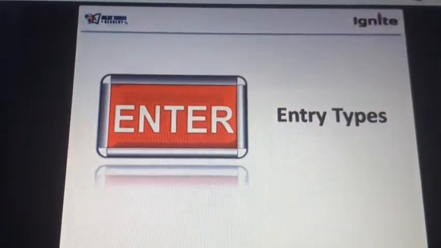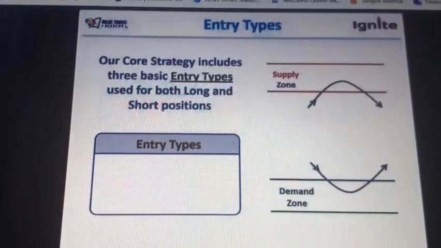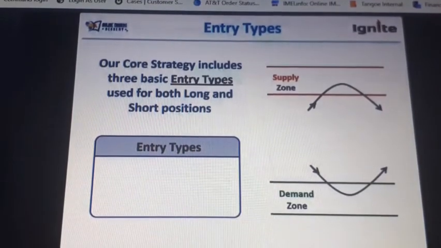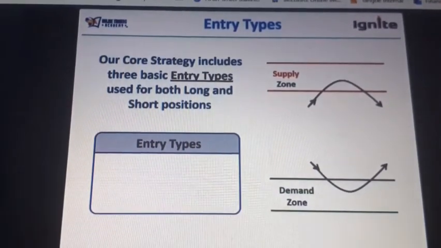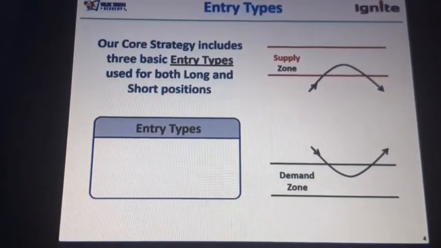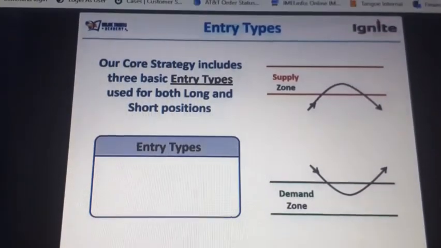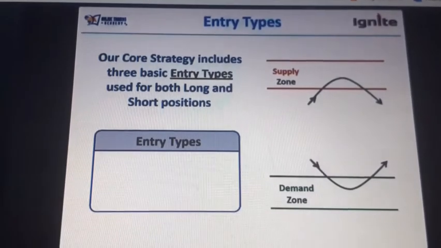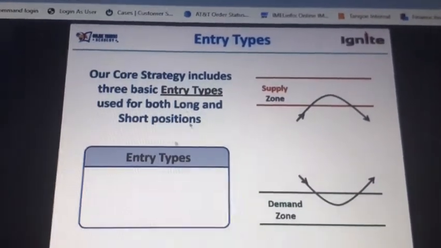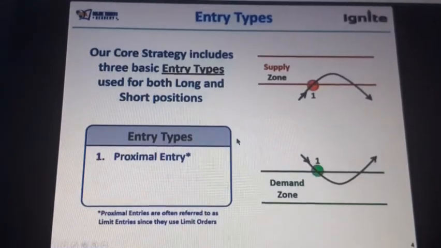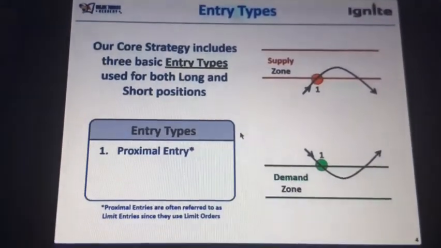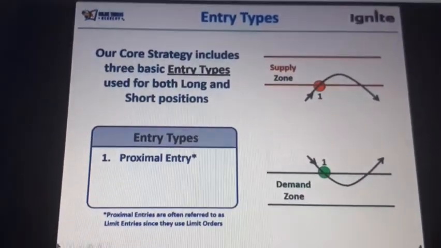Okay, so entry types. Our core strategy includes three basic entry types used for both long and short positions. So in Ignite, we have three entry types, whether we go long or short. The entry types will now be depicted over here. Proximal entry. Now there's an asterisk over here.